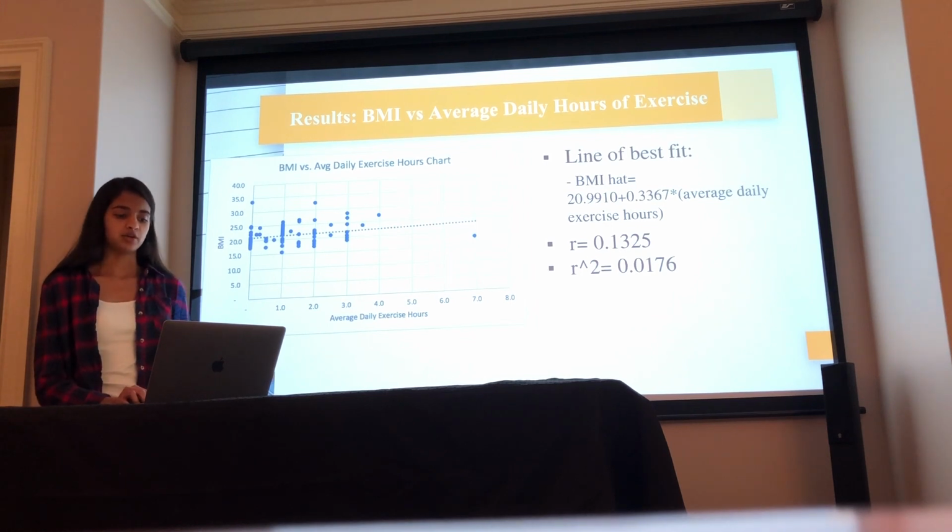The R squared value is 0.0176, indicating that around 1.76% of the variation in BMI can be explained by the approximate linear relationship with the average daily exercise hours. The linear, power, and exponential models all fit poorly because there is little correlation between the BMI and the average daily exercise hours of the students at Walton High School. However, the linear model would fit the best.